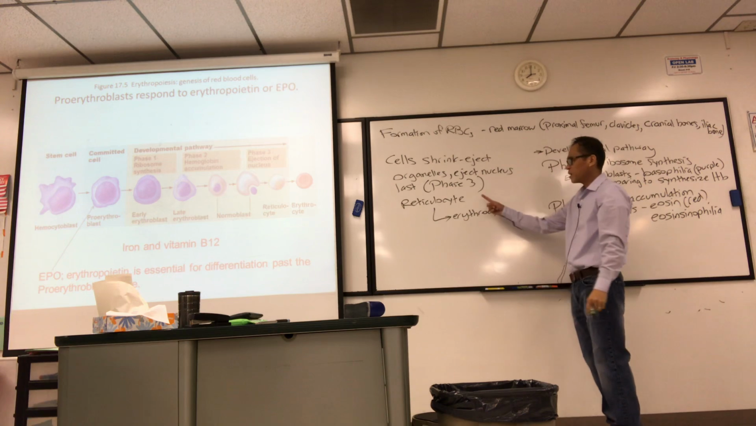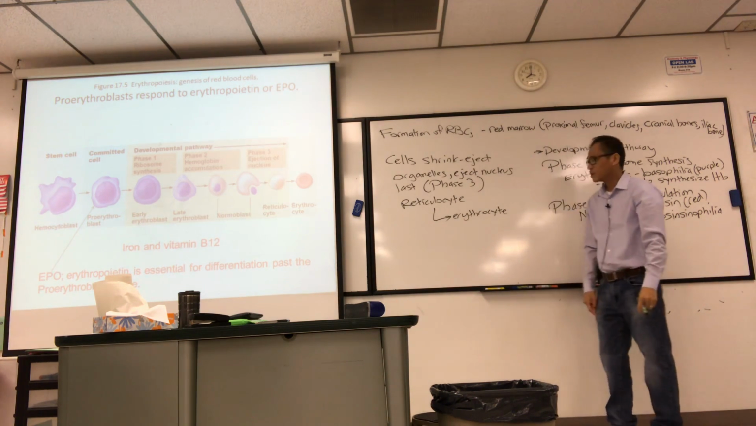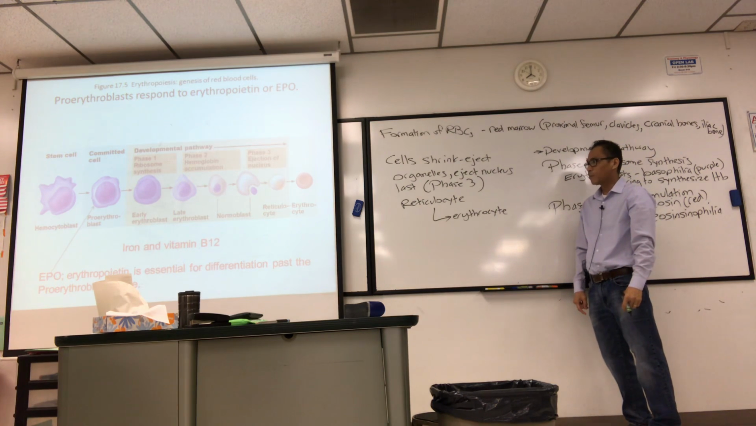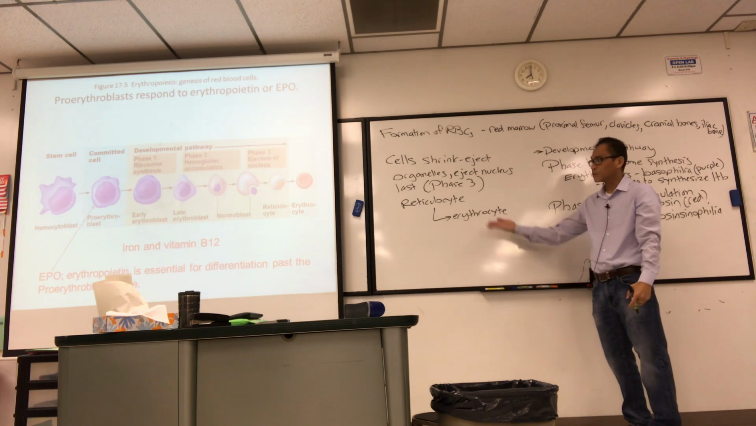You usually don't see reticulocytes very often. If you do see a lot of reticulocytes in someone's blood, it probably means they're bleeding somewhere, because they're losing a lot of blood, so they always have to replace it with these new cells, reticulocytes. But erythrocyte is what you should see.